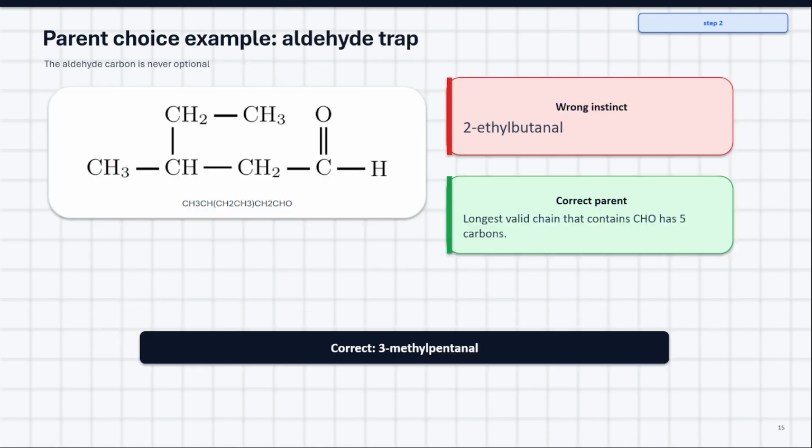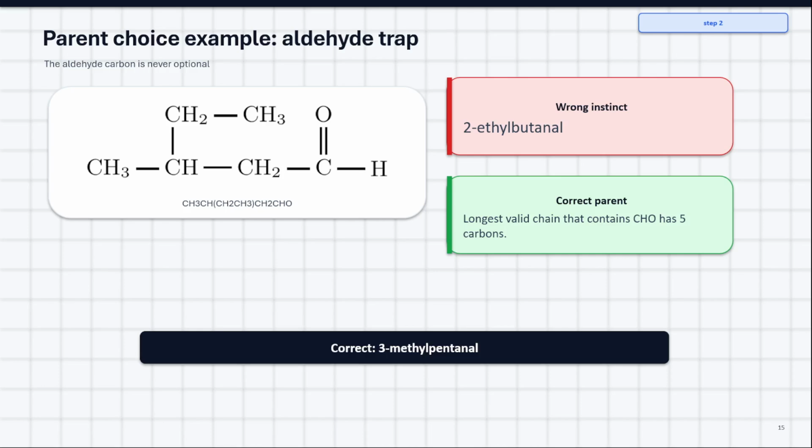This is one of the best trap examples. The structure is CH3CH with a CH2CH3 branch, then CH2CHO. A student might look at part of the structure and call it 2-ethylbutanol. That sounds reasonable at first, but it is not the correct parent choice. The aldehyde group is CHO, and that aldehyde carbon must be included in the parent chain. When we trace the longest valid chain that includes the aldehyde carbon, we get a 5-carbon parent, so the base is pentanol.